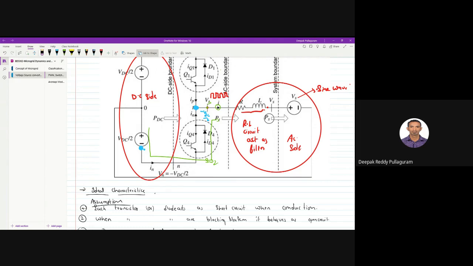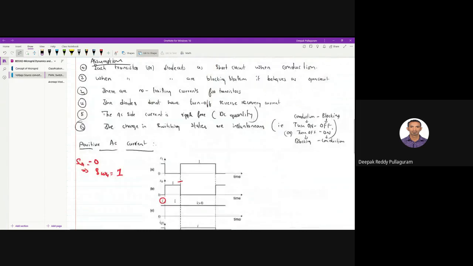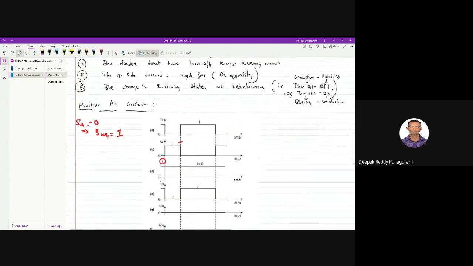Now let's go for the second case. If S1 is on and S4 is off. SW1 is 1.